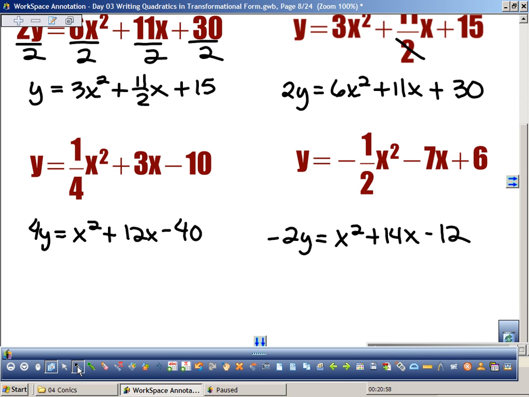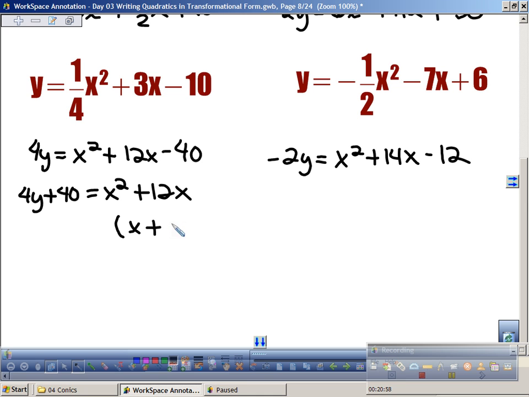Okay, check this out, guys. If I move 40 to the other side, wouldn't I get 4y plus 40 equals x squared plus 12x, correct? What would complete this square? 6 squared, right? So would I add 36 to this side? So I would have 4y. What's 36 and 40? And this isn't going to come out really nice because I should be able to take a 4 out of both of those, and then I would have my vertex, right? My transformational form. Let's do this one and see if it comes out prettier.